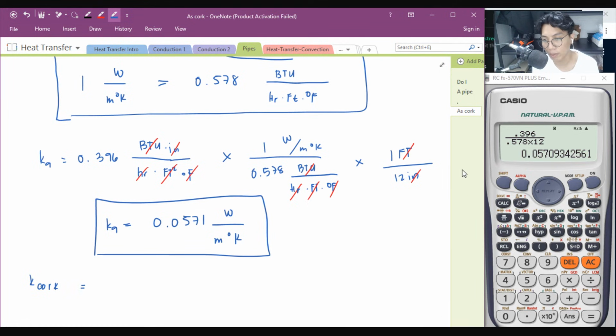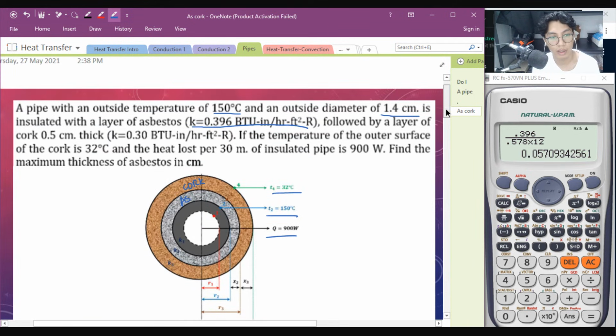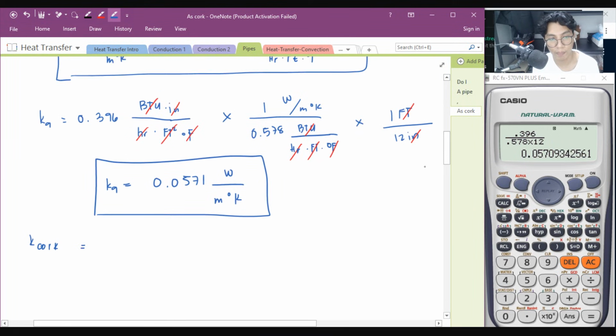Ano yung value ng quark na binigay dyan? That is 0.30. Multiply mo na lang to. Yung unit niyan, magiging ganito na rin. Hindi ko na ipakita yung unit cancellation para hindi tumagal. So, 0.30 divide mo na lang ng 0.578 times 12. Ganito parati yung process niyan para ma-convert mo. Multiply mo na lang ng unit. Watt per meter degree Kelvin.